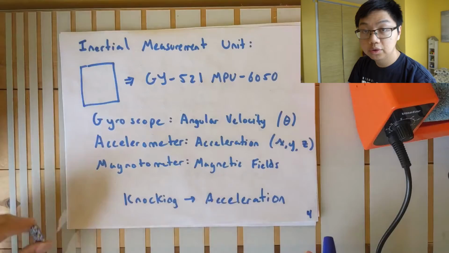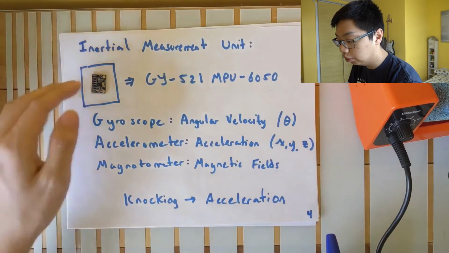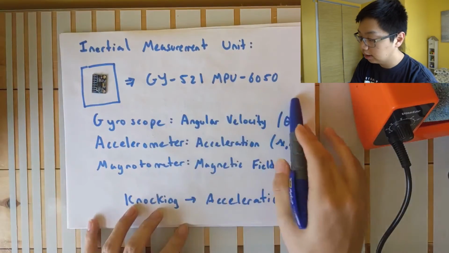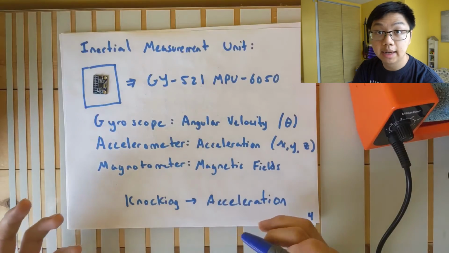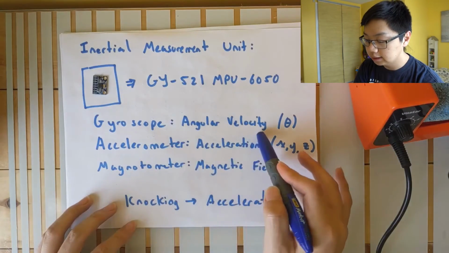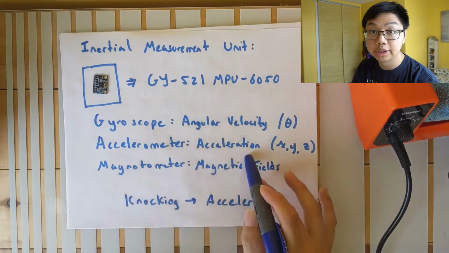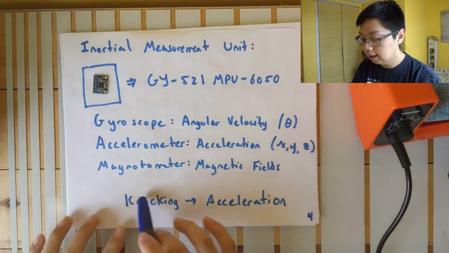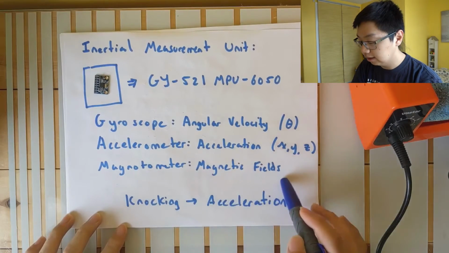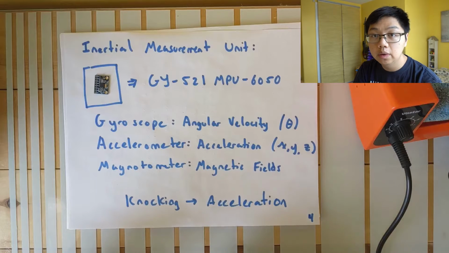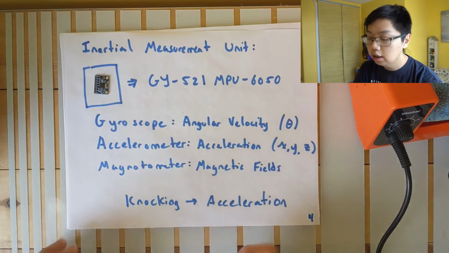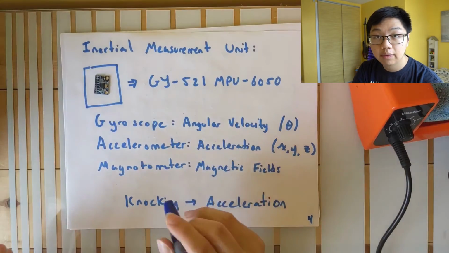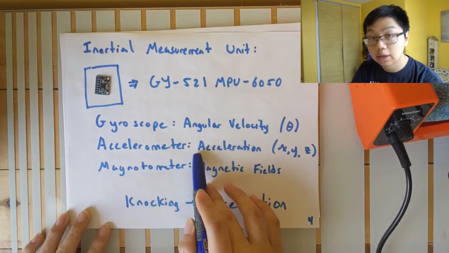So the module I've used for this project is an IMU, or inertial measurement unit, and here's the model that I've bought. An IMU consists of a gyroscope, which measures angular velocity, an accelerometer, which measures acceleration in the three main axes, and a magnetometer, which detects magnetic fields. In most cases, an IMU is used to determine a body's orientation in three-dimensional space, utilizing all three sensors. However, for this case, I only care about the accelerometer.